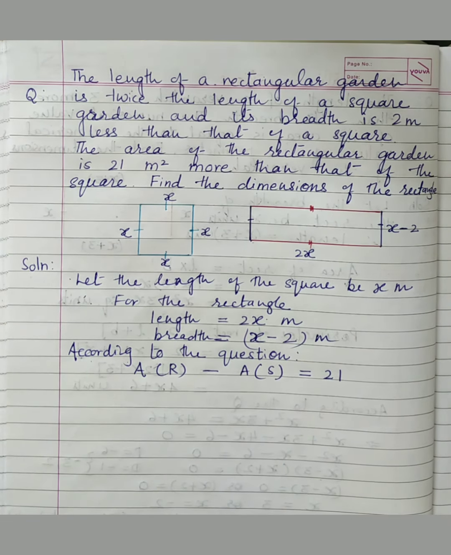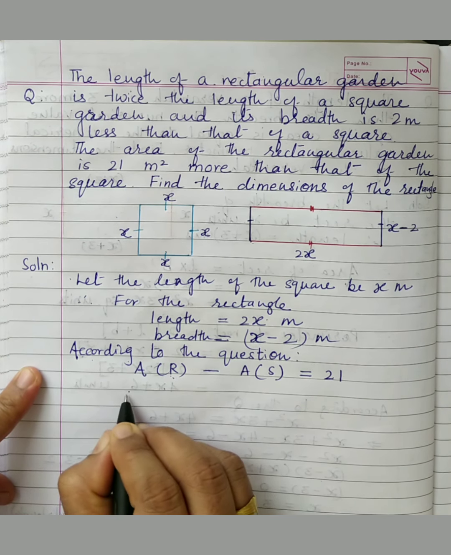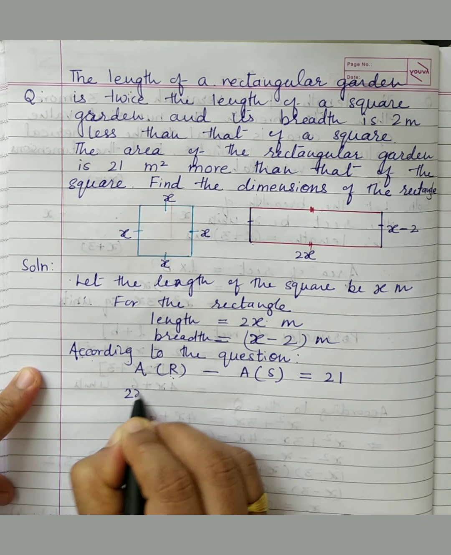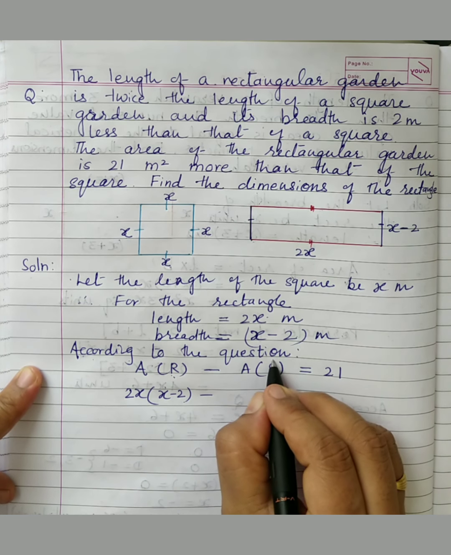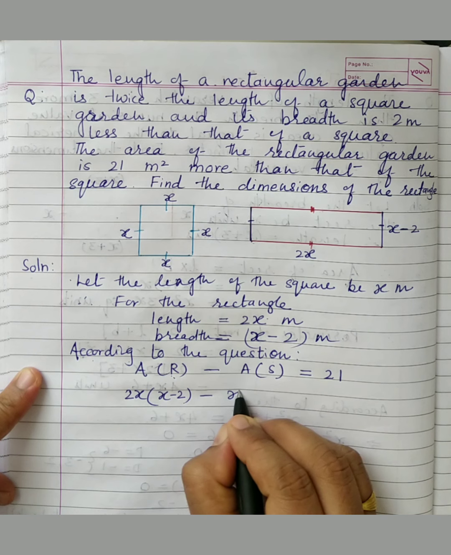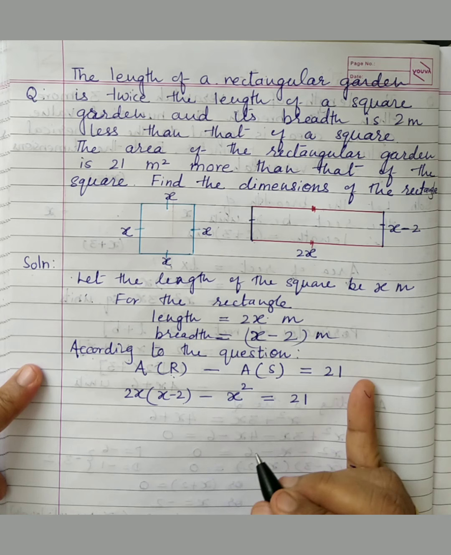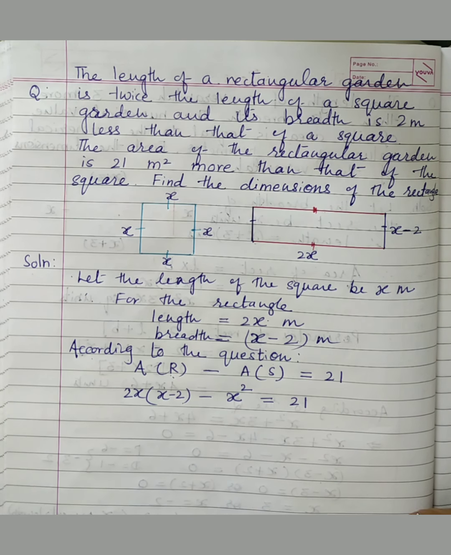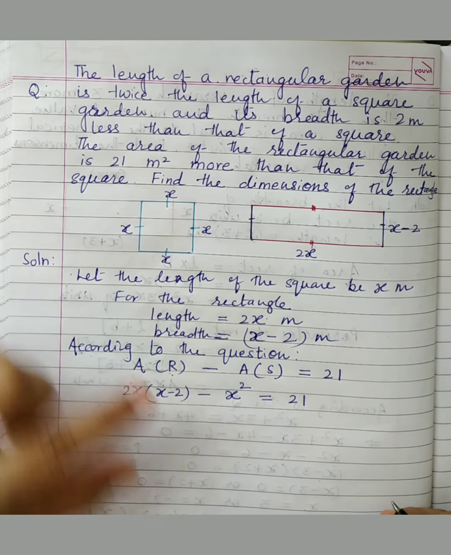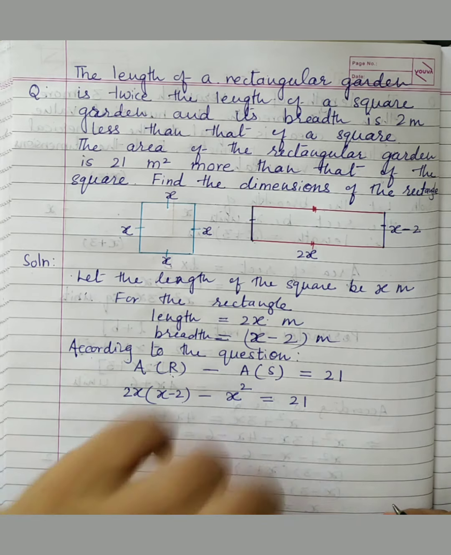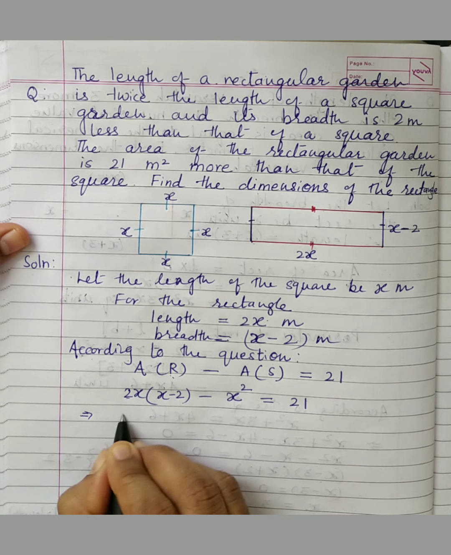This is more than the square by 21 meters square. Now area of rectangle, formula you know, length into breadth. So this will be 2x into x minus 2, minus, what is the area of the square? Side into side, that is x square, equals 21. If this step helps you to understand the question, there isn't any harm in going that way. The verbal statement as it is, you write down using symbols and the numerals given, and this helps you. So simplify this.